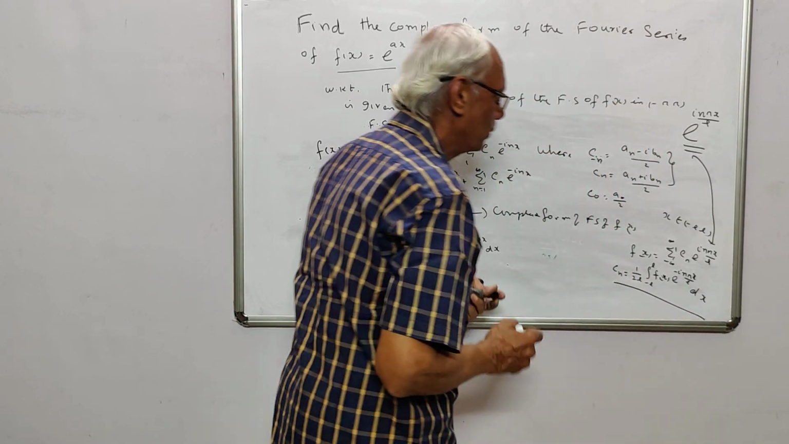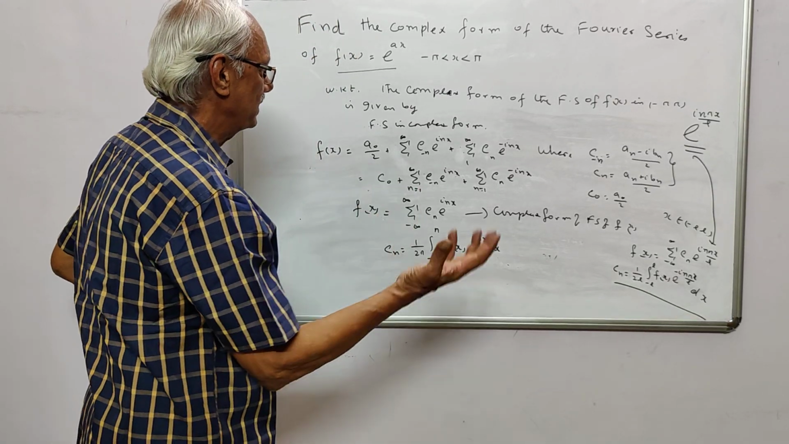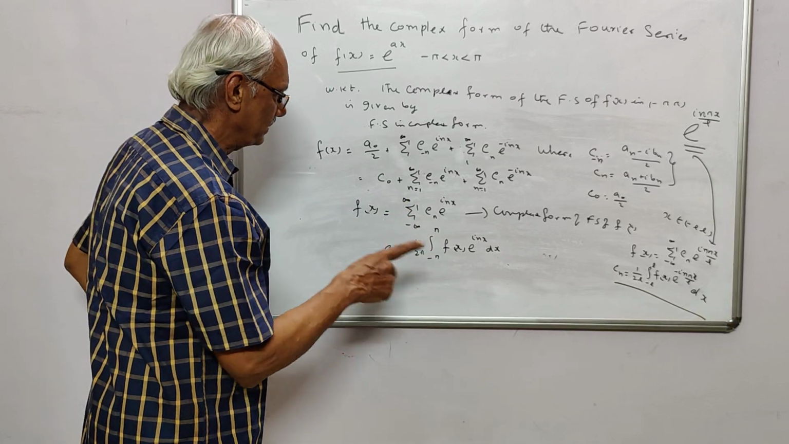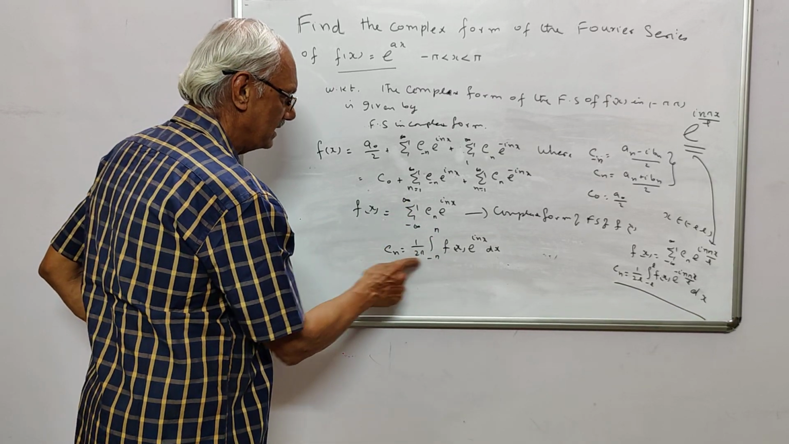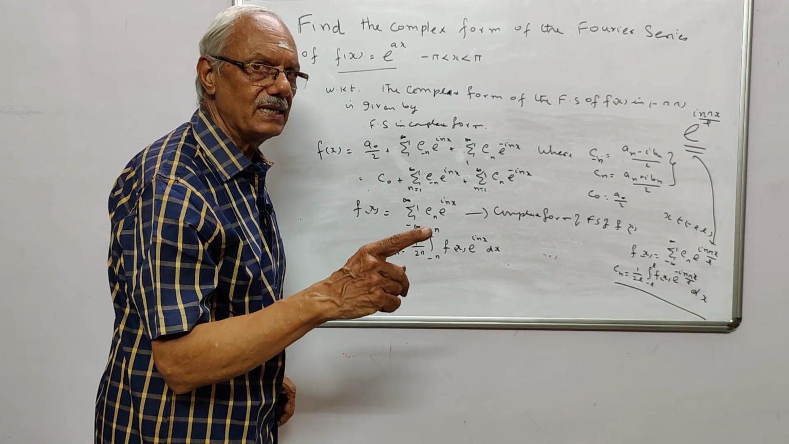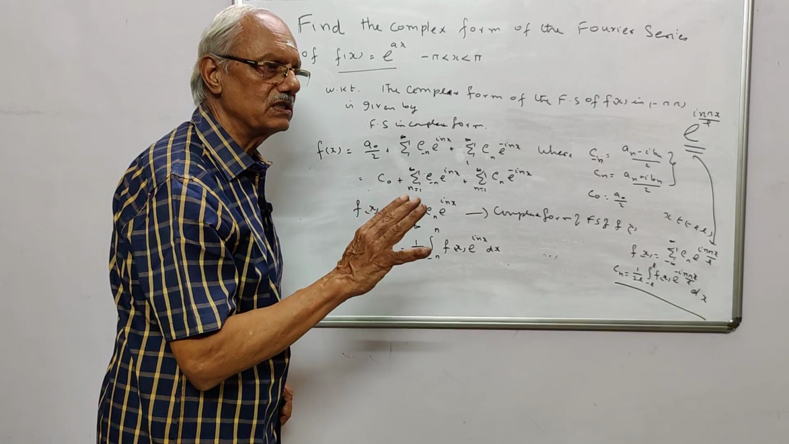So these are the things that you must remember. When a function is given, if you want the Fourier series in complex form, write this formula, then write C n like this, do all manipulations and get the answer. So this is about the complex form of a Fourier series.